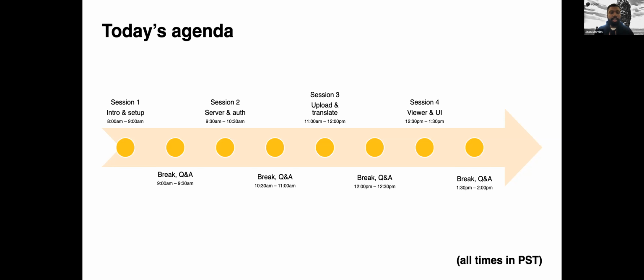Then session 3, taking advantage of the Model Derivative API, for instance, and Data Management to handle the upload and the translation of our designs. In session 4, we'll build the client side, the front end of our application, including the viewer setup. All right.